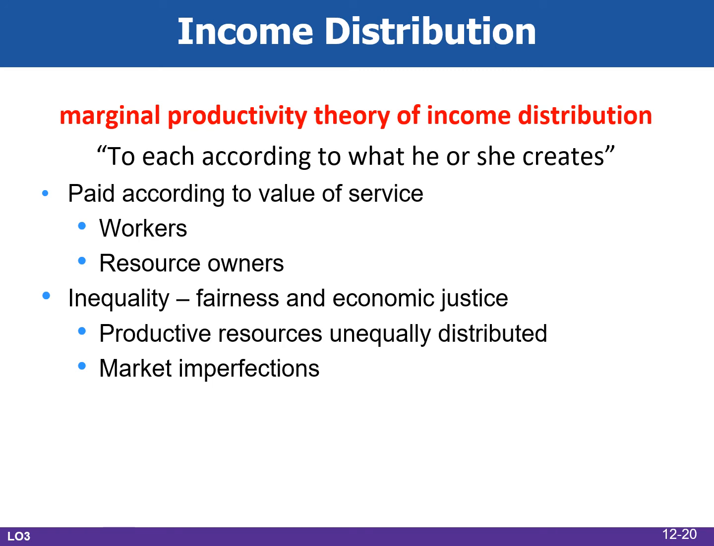The more a resource contributes to production, the higher it is compensated, assuming that in society, citizens purchase goods and services based on the utility. This sounds like a fair and just system for income distribution. However, it does lead to some inequality questions about fairness and economic justice.